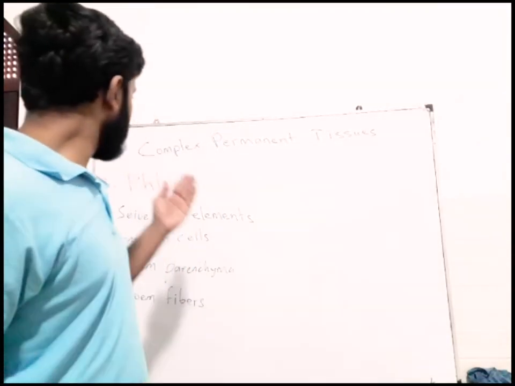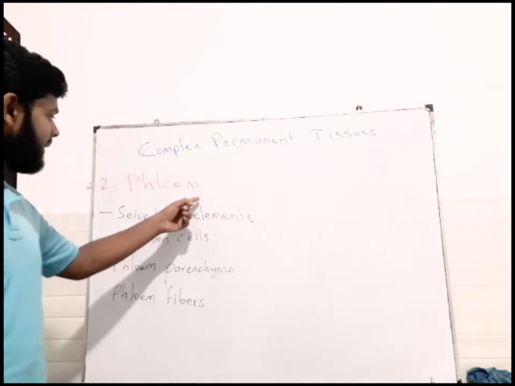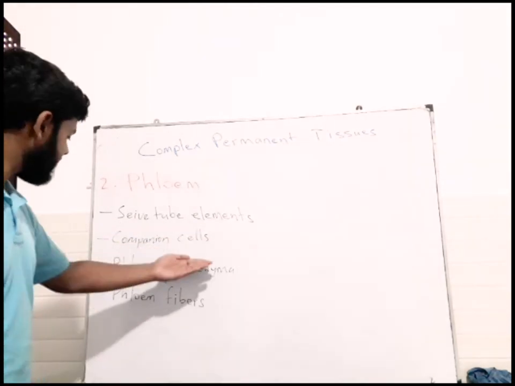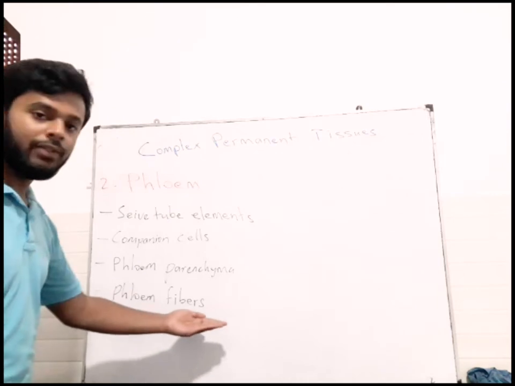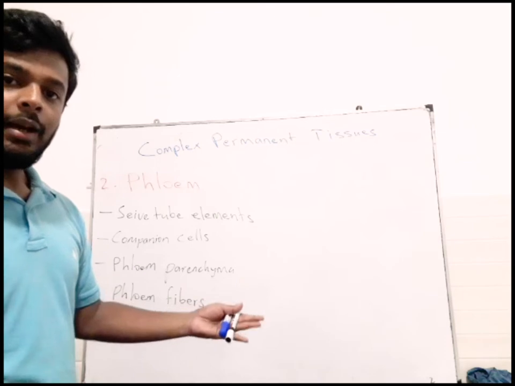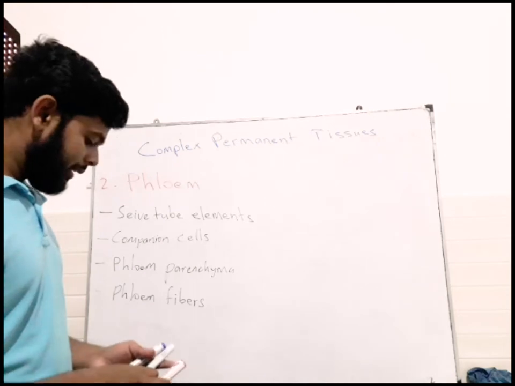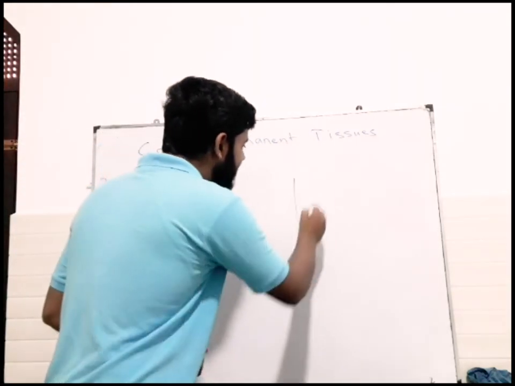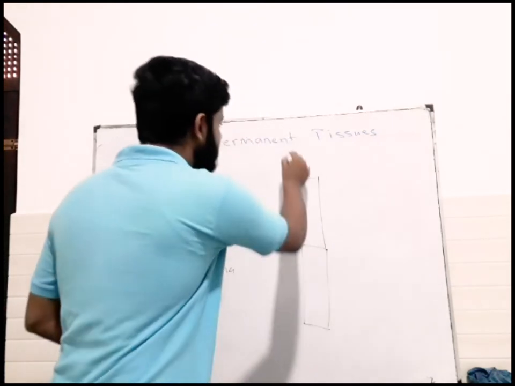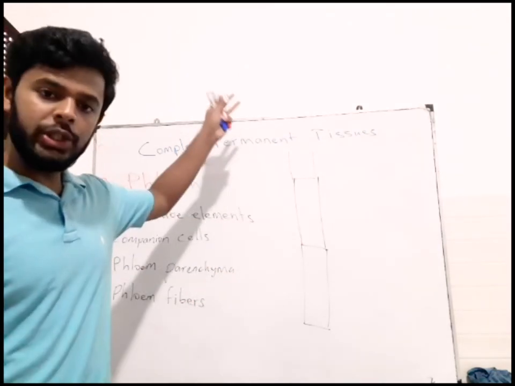Now we will concentrate on complex permanent tissue type 2, that's phloem. This phloem contains four types of different cells. We call them sieve tube elements, companion cells, phloem parenchyma and phloem fibers. Now here the sieve tube elements are the more important type of conducting units in phloem tissue. These sieve tube elements are cylindrical cells which are stacked one on top of another, forming a continuous tube.